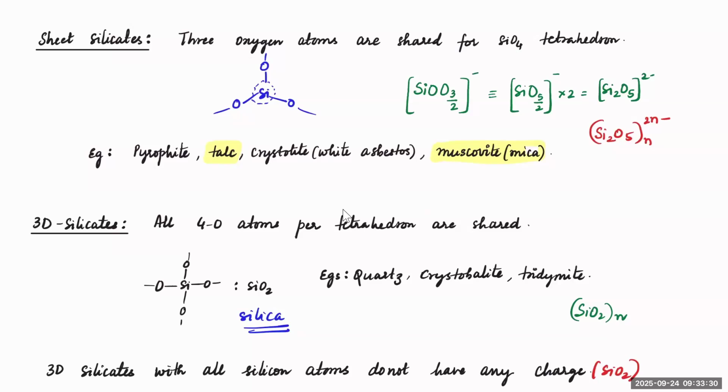Next, if you make it into normal or common form here, I can get it as SiO5 2 minus. See, talc, pyrophyllite, chrysotile, which is white asbestos, muscovite, which is mica. So these are all the forms which are sheet silicates.